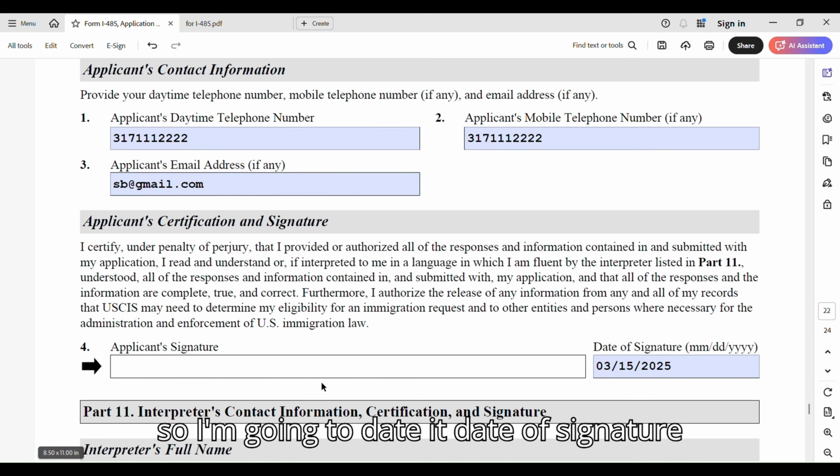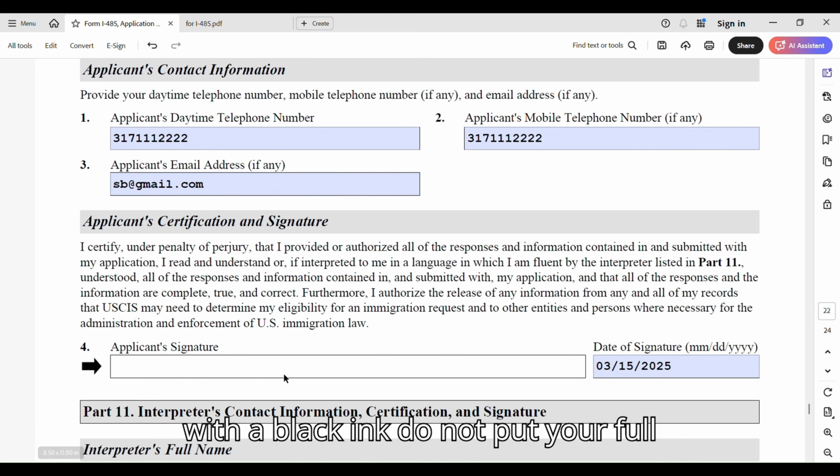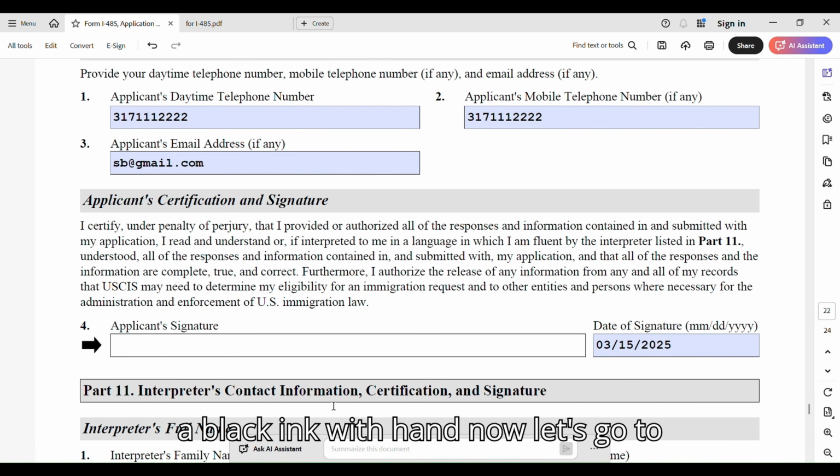So I'm going to date it, date of signature. When I print it, I'm going to sign it with black ink. Do not put your full name or initial it. It must be signed with black ink by hand.